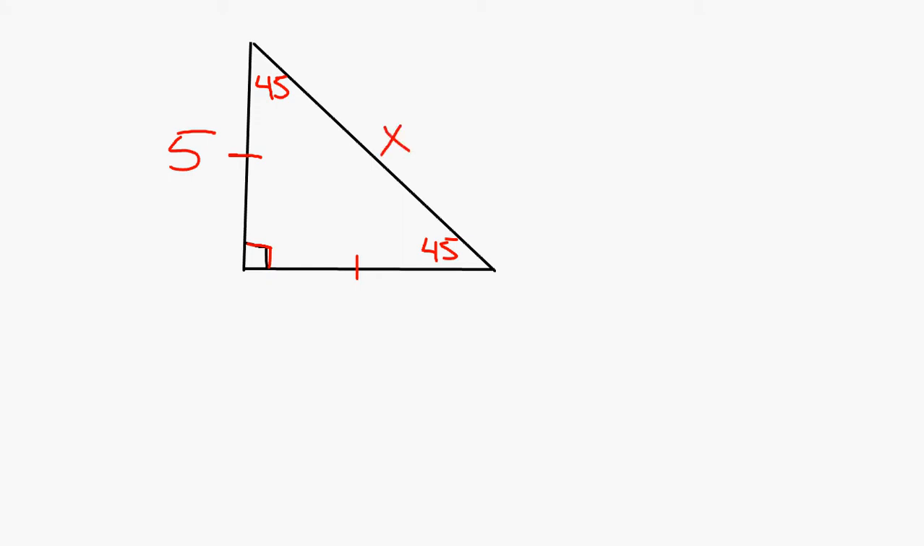So if this side right here is 5, and you're asked to find the value of x and y, well, if these sides are congruent, then y is equal to 5. And x is equal to 5 radical 2. That's it. That's the rule about a special right triangle. If you know the length of a side, you multiply it by the square root of 2 to find the length of the hypotenuse.